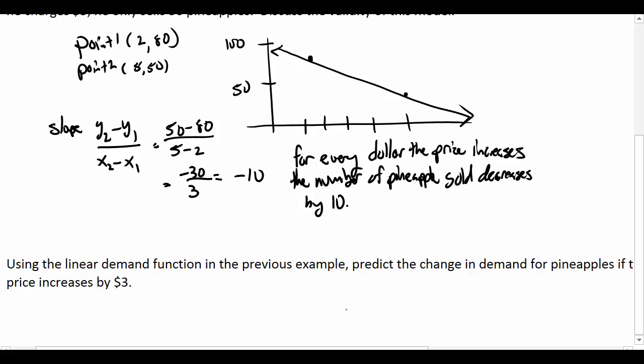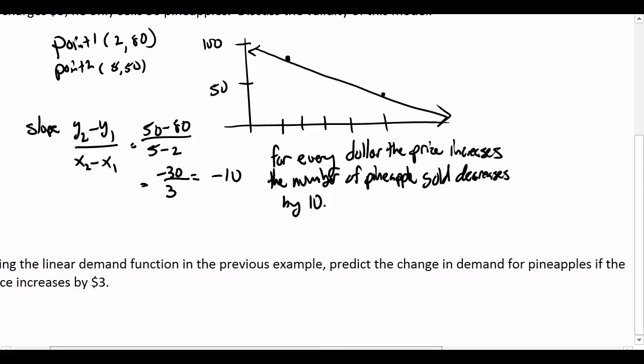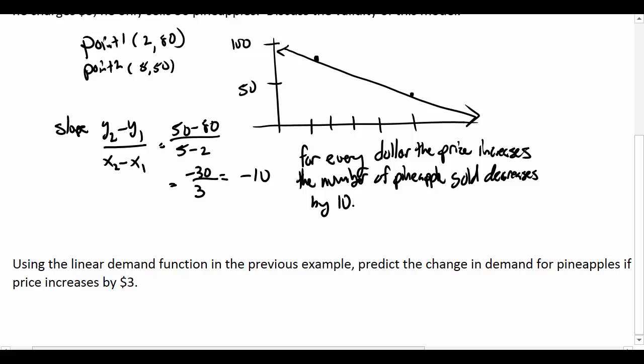Using the linear demand function from the previous example, predict the demand of pineapples if he increases the price by $3. So what we've got to think about is, if we go up by $3, we said the number of pineapples that people would buy would decrease by 10. So that would be 10 times the 3, or 30. If he charges $3 more, then he would sell 30 pineapples less.